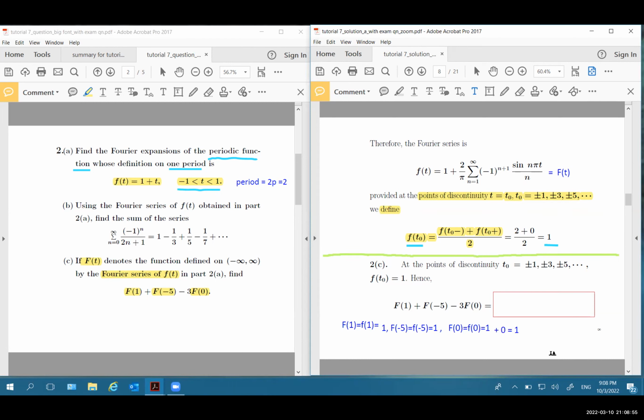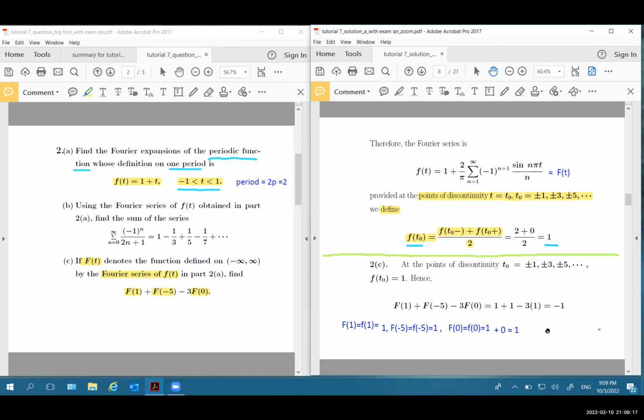Is that okay? So that's why it's also 1. Everybody clear or not? I hope you are clear. Any questions, you just ask me. Now you know all the 3 values already, right? I just go and put them in. Okay, any questions?